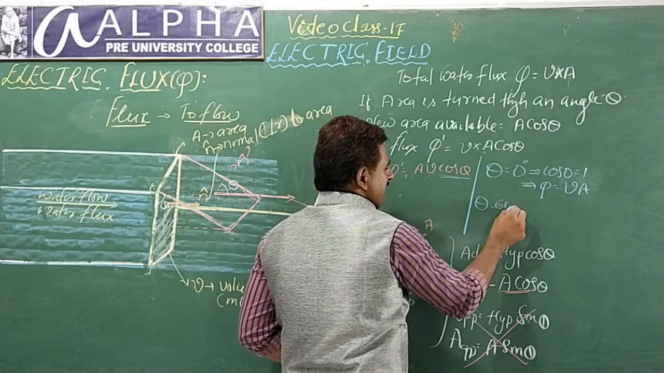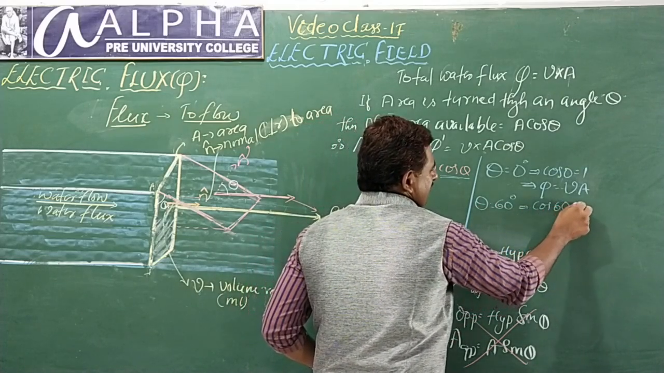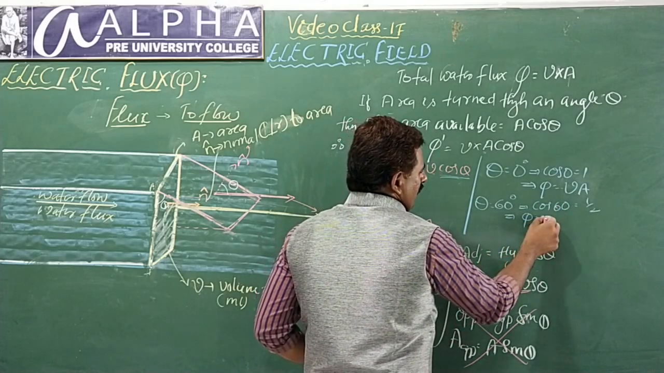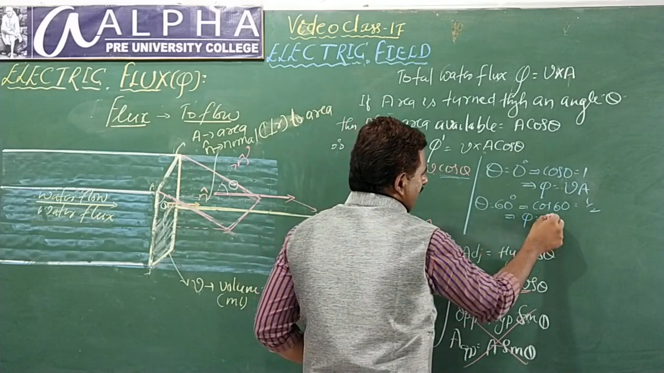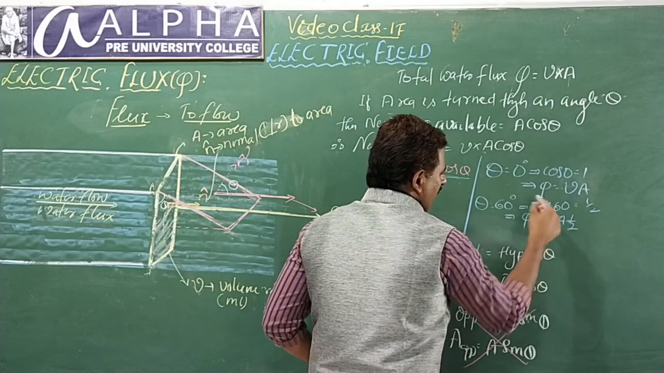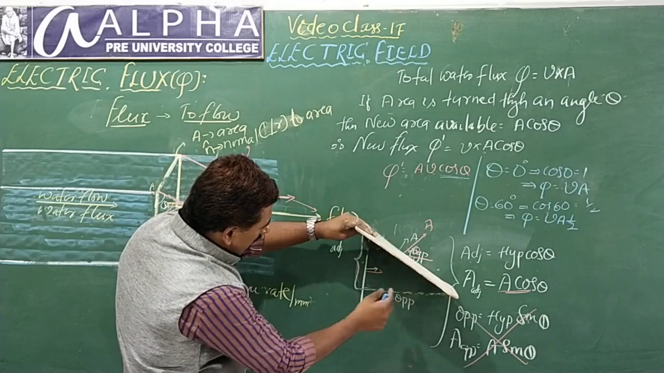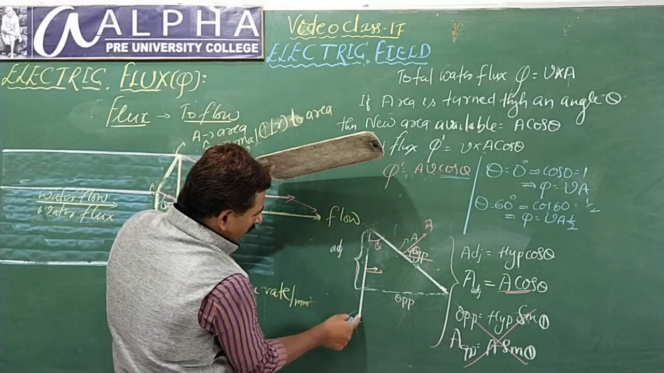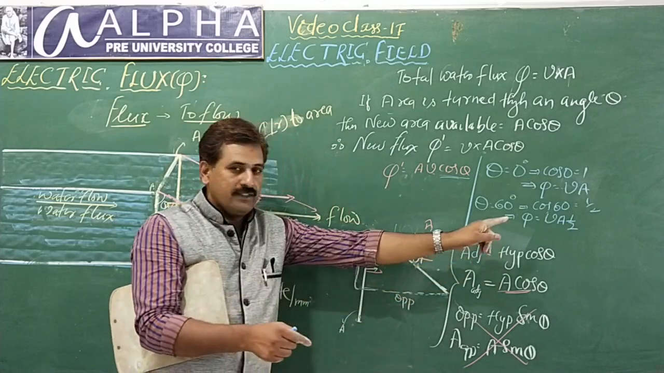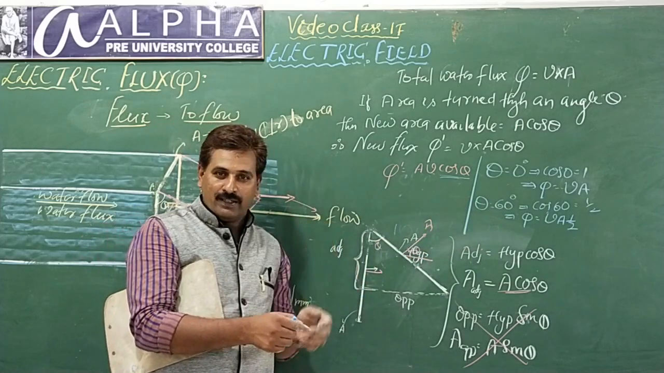Theta some 60. In that case, what is cos 60? Cos 60 is half. Then what is phi? Phi equals VA into cos 60, half. Half of VA. Half of VA means what? For example, this angle is 60. Only half of the area, half of the full area. Full area is this much. Only half is available for water flow. See? That is what happens here, written mathematically.